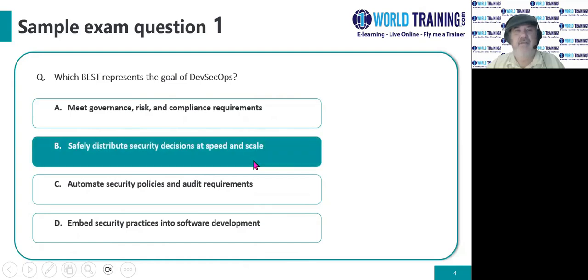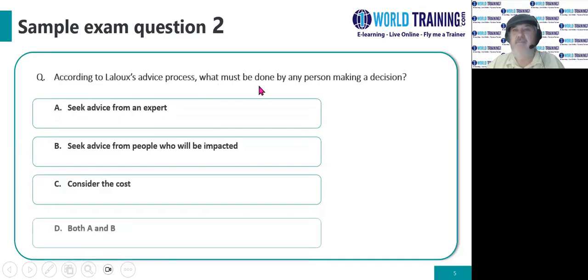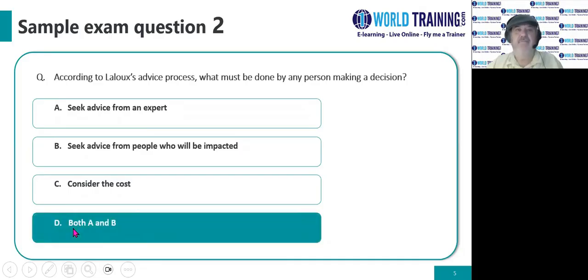Okay. According to Lalou's advice process, what must be done by any person before making a decision? So you may recall he recommends seeking advice from an expert, which is A. Seeking advice from people who will be impacted as well, that's B. Consider the cost, that has nothing to do with it. So both A and B, which is answer D, is the correct answer.